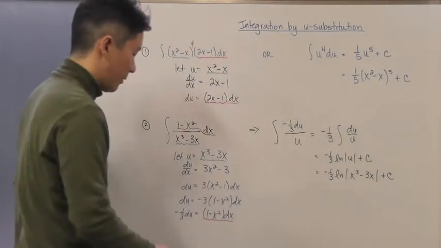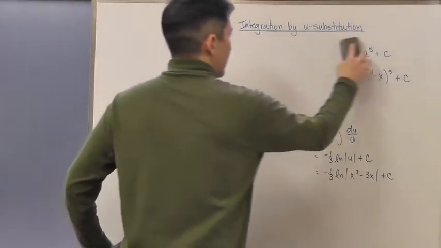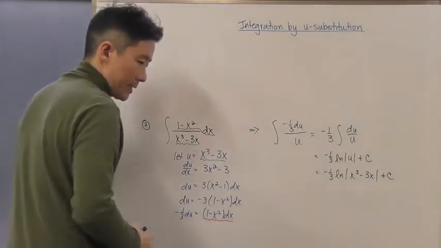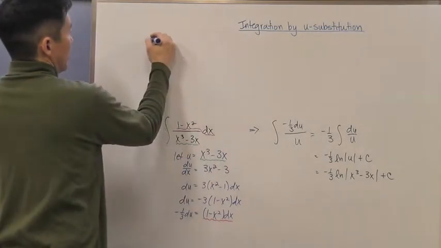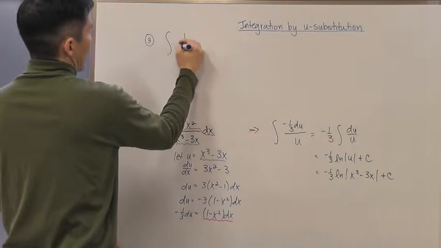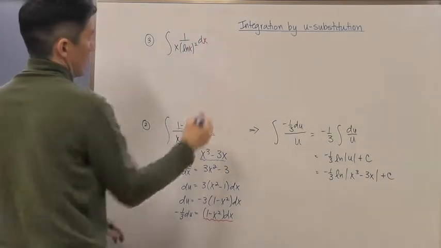All right, let's just take a look at one last example here, just to make sure that we can actually do these. This one's going to look a little bit more tricky, but it's basically the same technique. Here's number 3. It's the integral of 1 over x times the natural log of x quantity squared d of x. Okay?